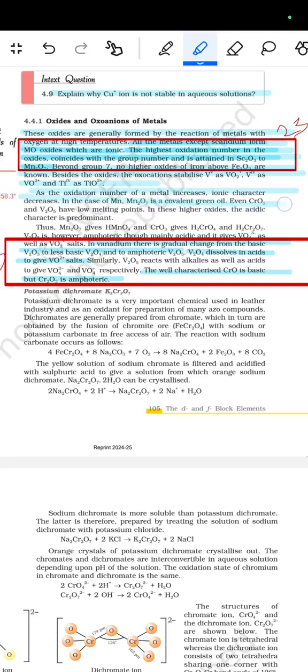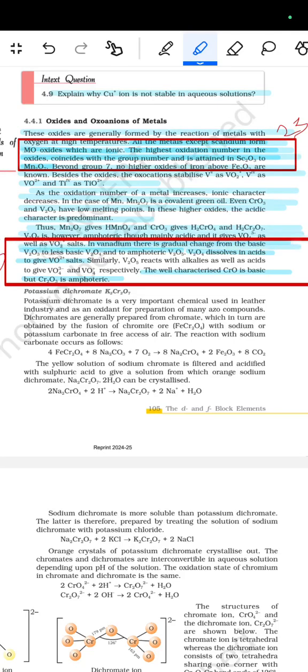In the case of the Mn2O7, it is a covalent green oil. Even CrO3 and the V2O5 have the low melting point. In these higher oxides, the acidic character is predominant. Thus, Mn2O7 gives the HMnO4 and the CrO3 gives the H2CrO4 and the H2Cr2O7. V2O5 is however amphoteric, though mainly acidic, and it gives the VO4³⁻ as well as the VO2⁺ salt.